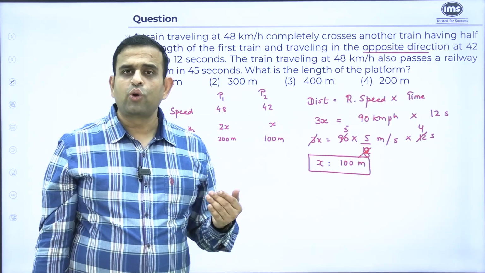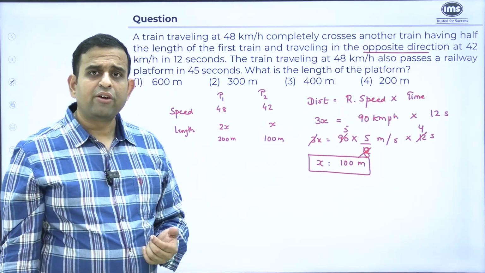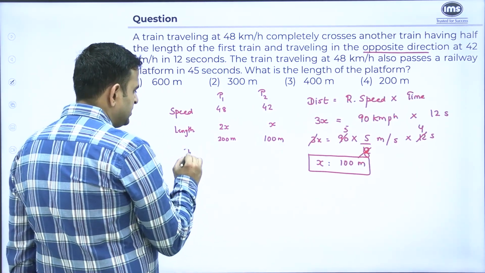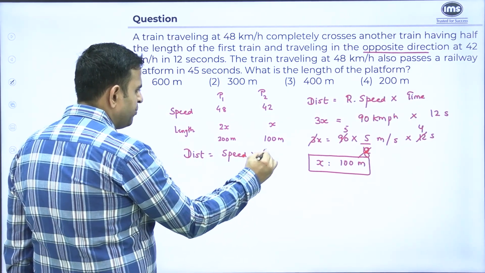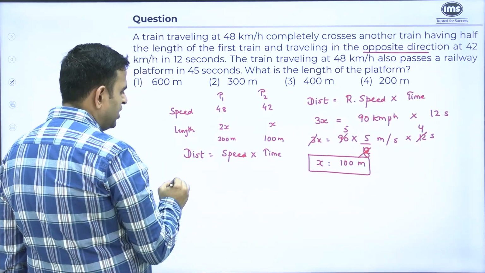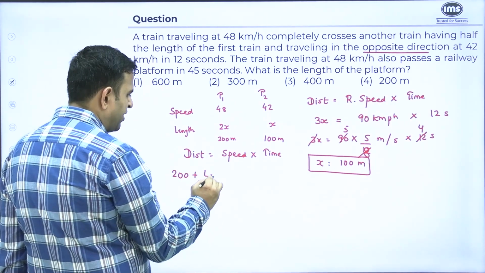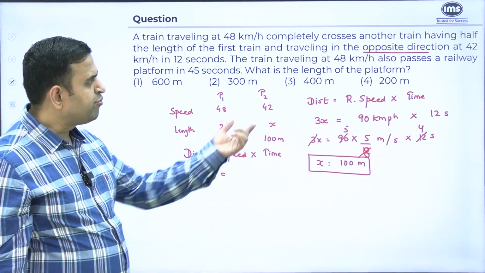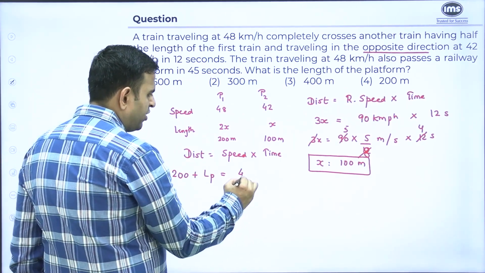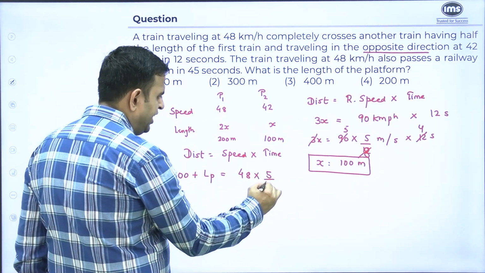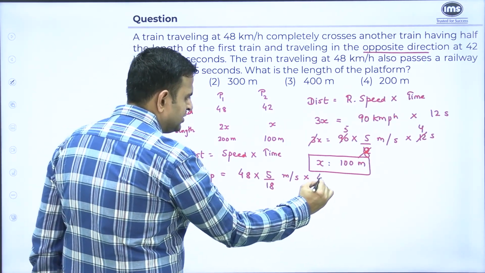So understand now, to cross a platform, the distance to be traveled is nothing but the length of train 1 plus the length of the platform. So I can say again, this distance is equal to speed into time. In this particular case, one can say the length of train 1 is 200 plus the length of the platform. What about the speed? 48 kmph. But if I want to convert this into meters per second, this must be 48 into 5 by 18 meters per second, times 45 seconds.